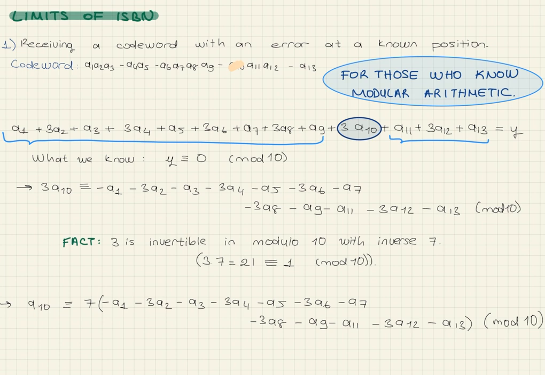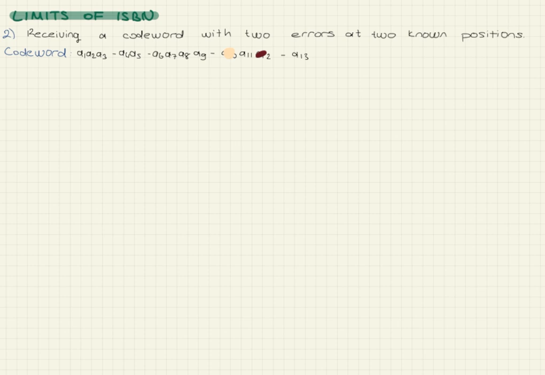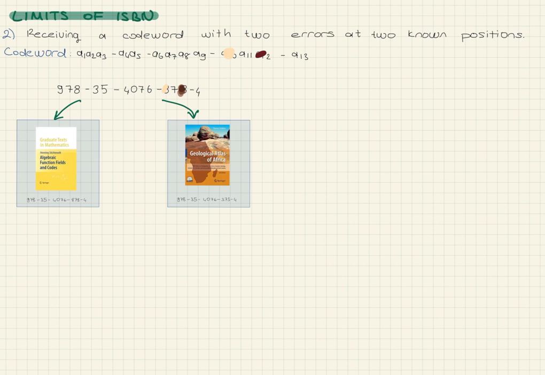The calculation, or an altered version of it, will be valid for different positions. So we can safely state that one error at a known position can be corrected. What about 2 errors, where we have the information of both positions? We already have this example where the computer couldn't decide the actual book that the code word belongs to.